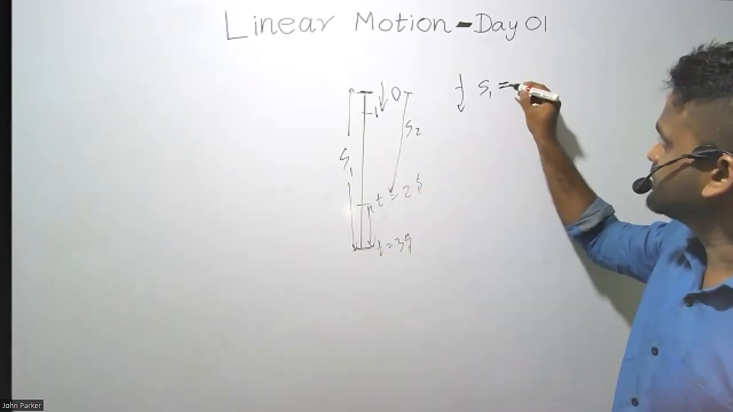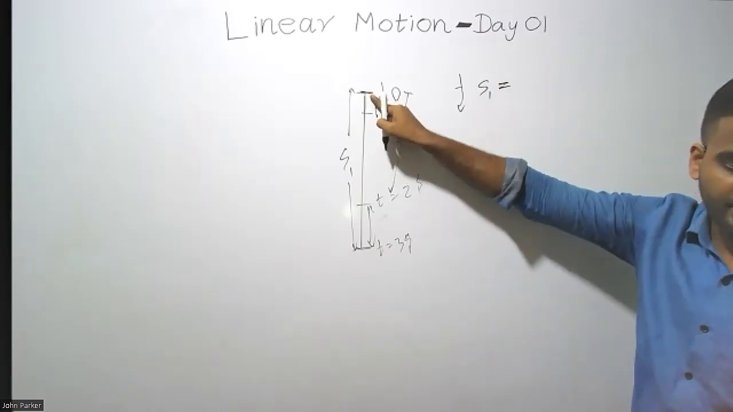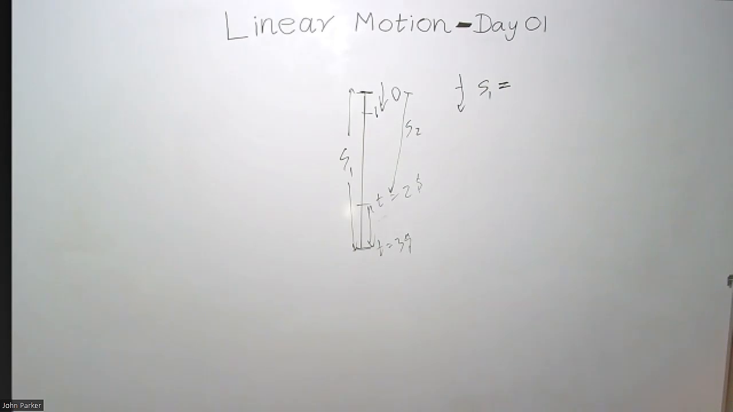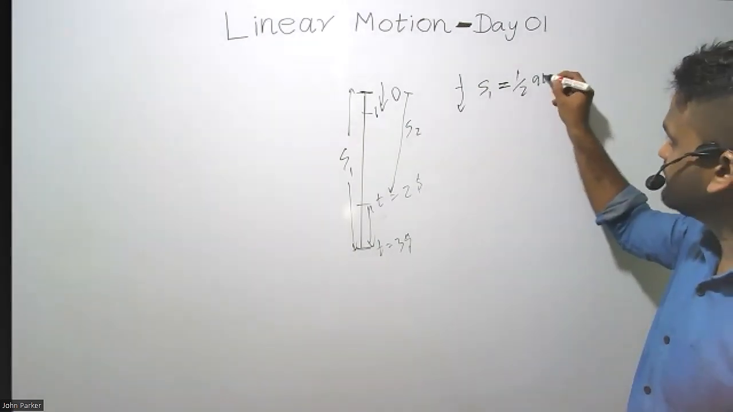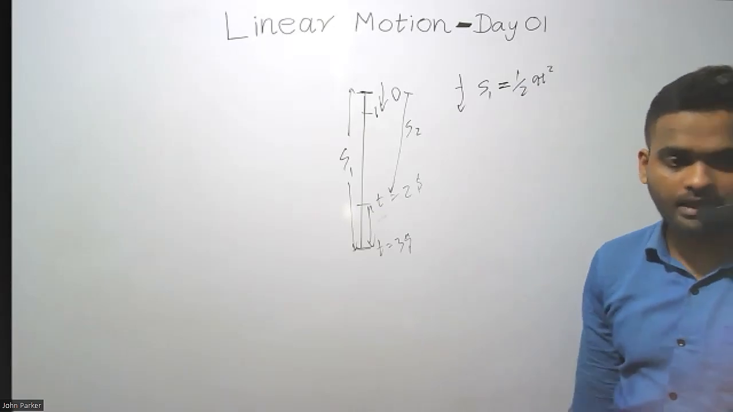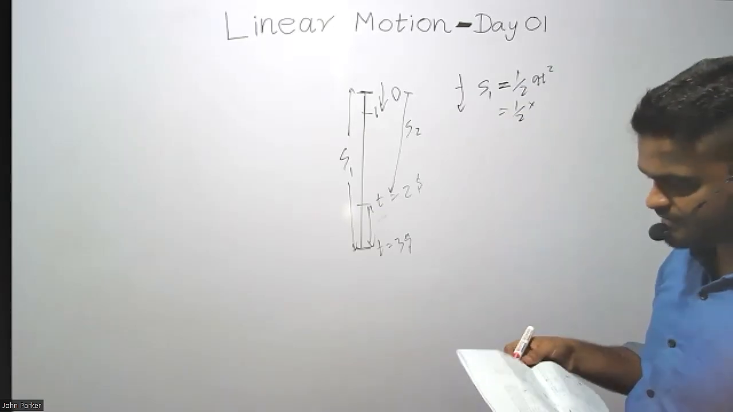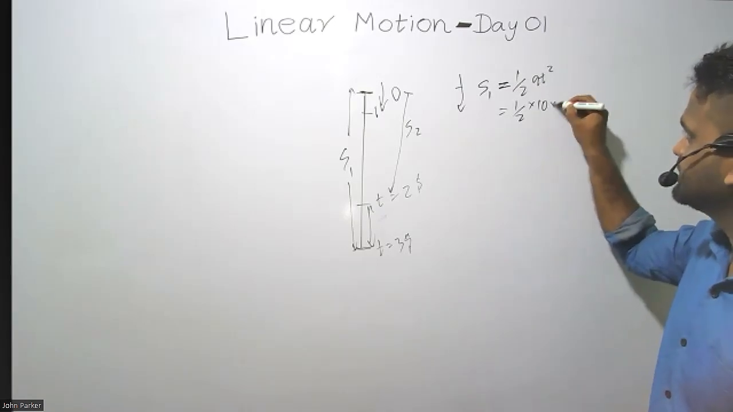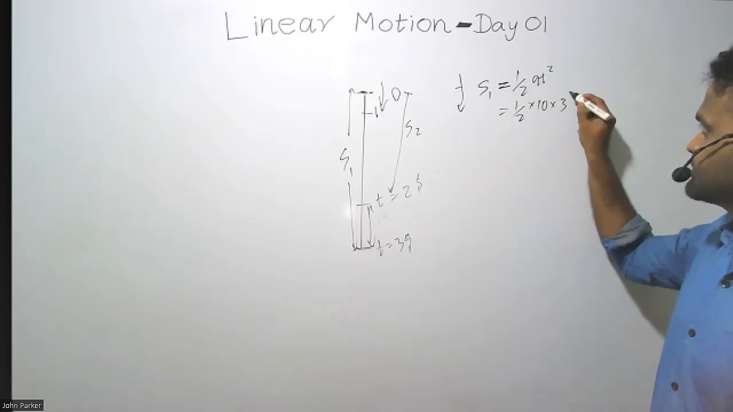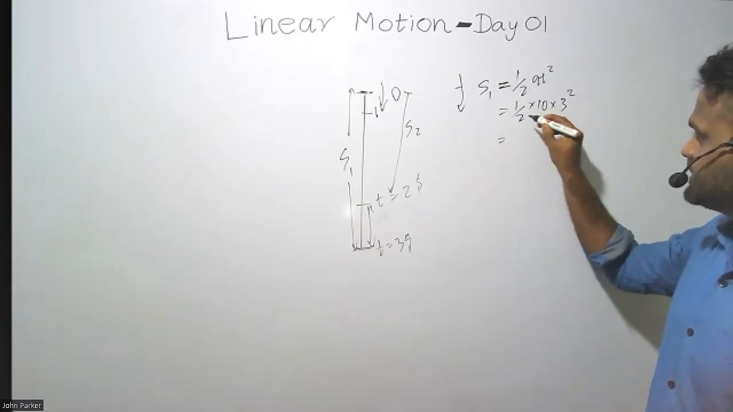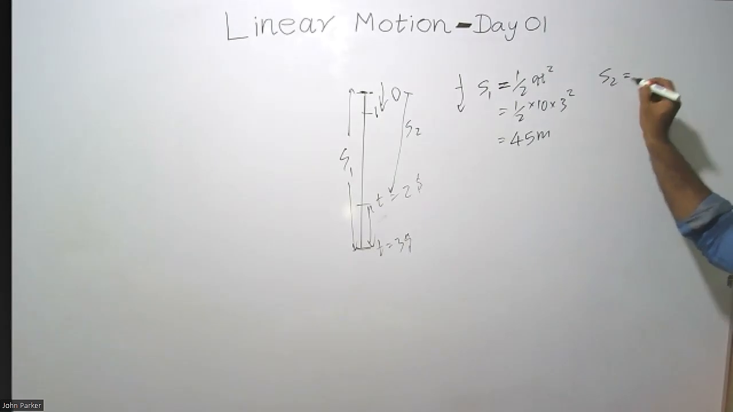So what is S1? Downwards. Initial velocity is 0, so there is no ut term there. You only need half at squared. So half, acceleration is 10, downwards 10. Time is what? From here to here, time is 3. So 3 squared, 90 divided by 2, 45 meters. That is S1.